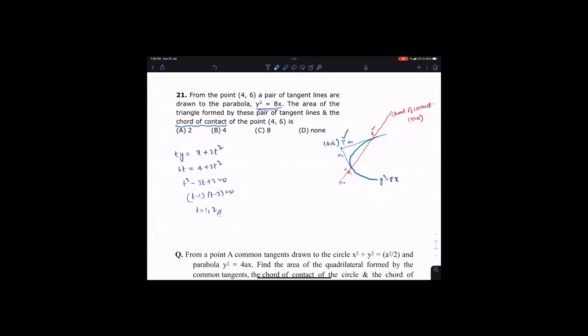So one point will have t as 1. Let's say Q has t as 1. And t is 1, not the x coordinate. Because what is the parametric point for y square equals 8x? It is (2t square, 4t), that is (at square, 2at) with a = 2. Now, if you put t = 1, what do you get? (2, 4). So one point is (2, 4). Then what will be the other point? If you put t equals 2, you will get (8, 8).